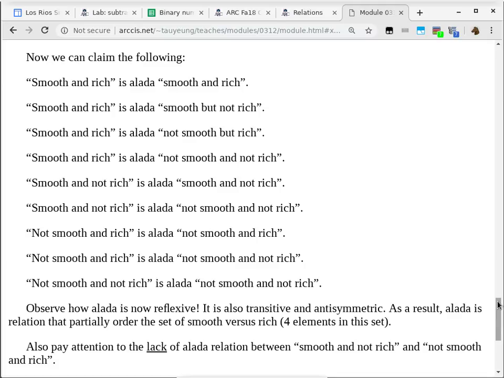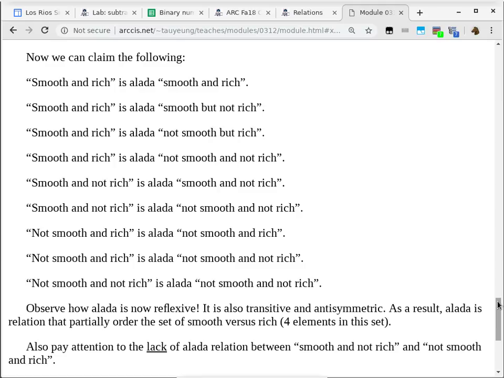Smooth and rich is at least as desirable as smooth and rich. That works because they are exactly the same thing, right? And then the next one is smooth and rich is at least as desirable as smooth but not rich. Okay, you're missing one item. Smooth and rich is at least as desirable as not smooth but rich. Okay. And smooth and rich is at least as desirable as not smooth and not rich. Okay, so the first 4 items seem to make sense, right? Next few items.